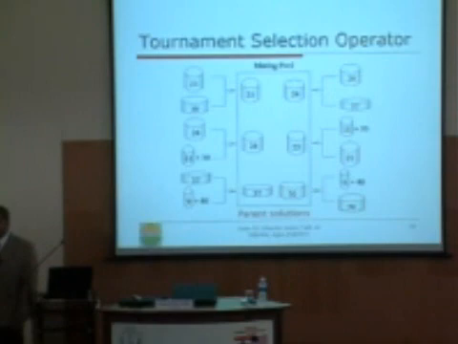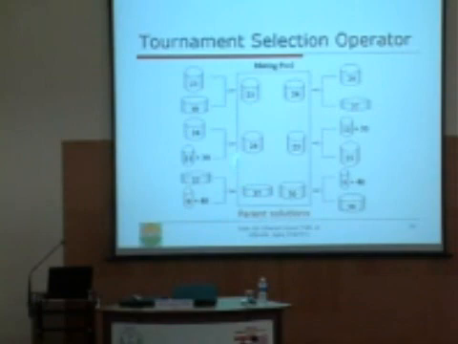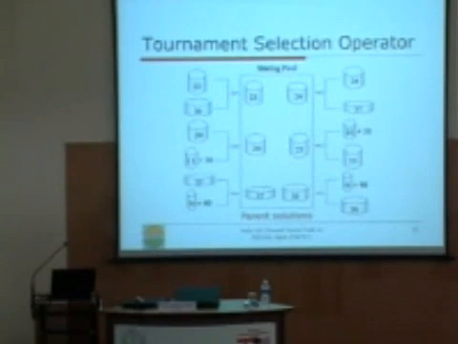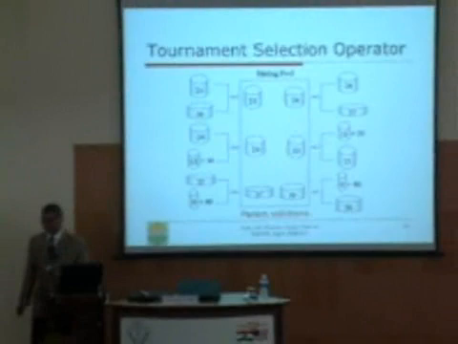So what will happen? This process will make sure the best solution in this population will have exactly 2 copies, because every member gets selected for 2 tournaments. Since it is the best, it's going to win both times, right? And then the worst one will never get a copy, because it's the worst, both times it's going to lose. And all others are going to have either 0, 1, or 2 copies depending on how good they are.